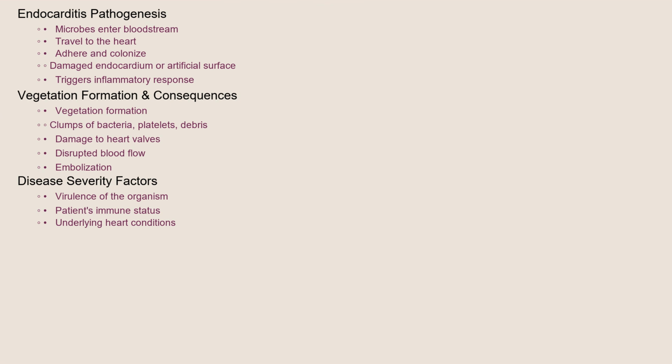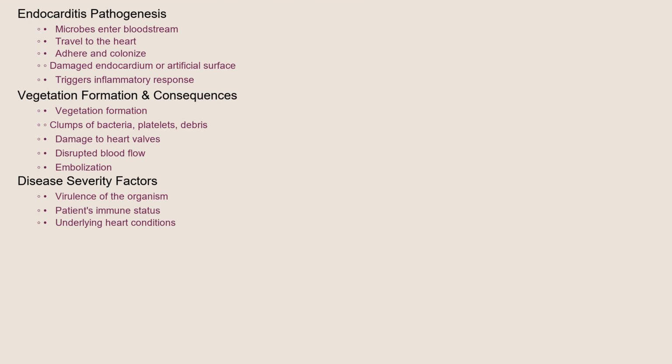Let's understand how endocarditis takes hold. Bacteria or other infectious agents enter the bloodstream and travel to the heart. If the endocardium is damaged, or if there's an artificial surface present, these microbes can adhere and colonize. This colonization triggers an inflammatory response, leading to the formation of vegetations, clumps of bacteria, platelets, and other cellular debris. These vegetations can damage the heart valves, disrupt normal blood flow, and even break off, traveling to other parts of the body, and causing further complications such as stroke or organ damage.